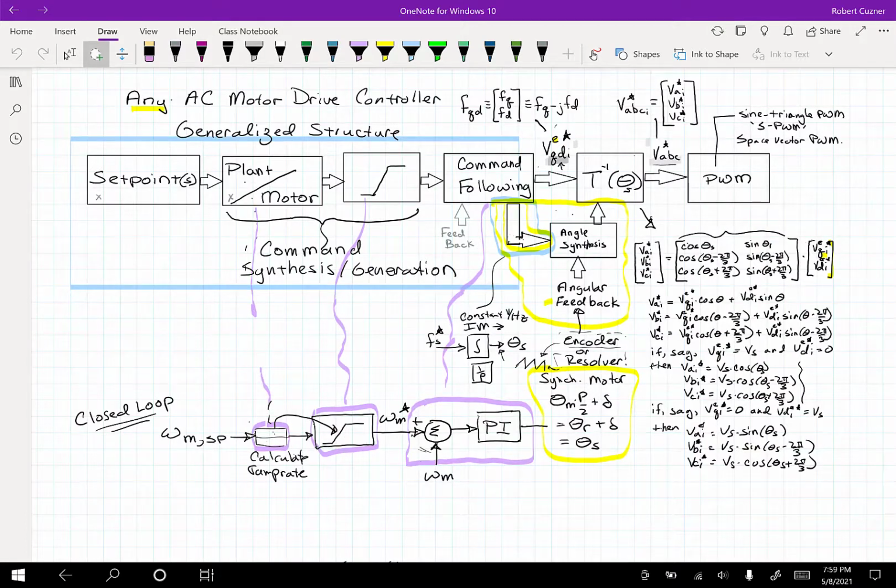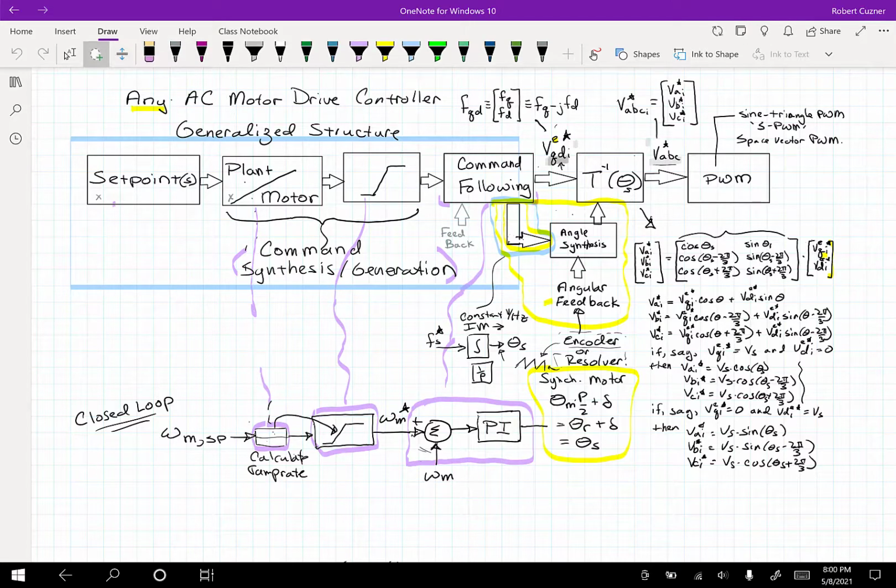So let's step back and look at this whole thing. We've got this generic structure starting from the set points. We've got the command synthesis generation, the command following implementation of closed loop controls, essentially. In order to make those controls, or if it may be open loop, and that's why I made this gray right here, because it may not be there. In order for the command following to work, it has to generate references that the pulse width modulation can follow in order to force the gates to do the correct job.